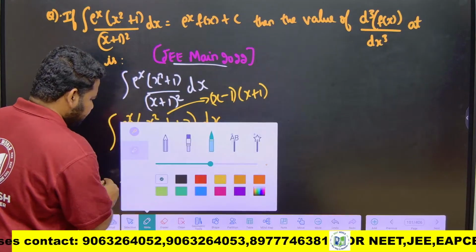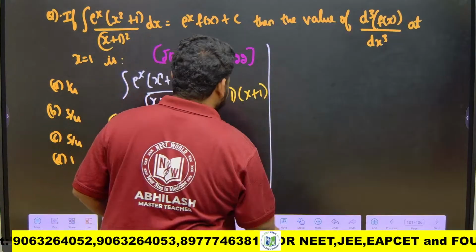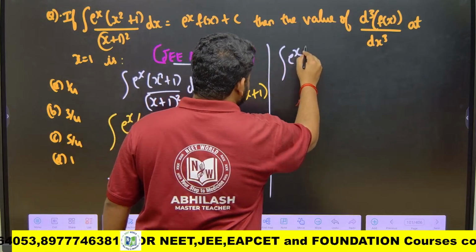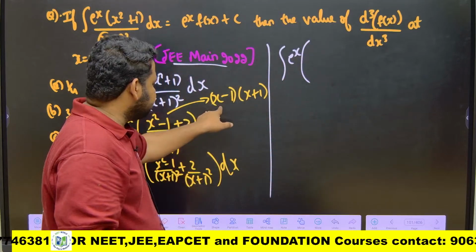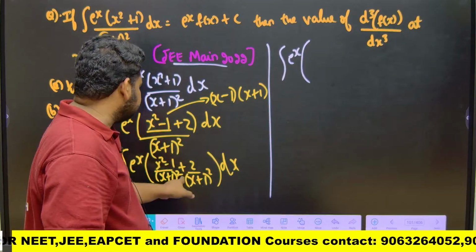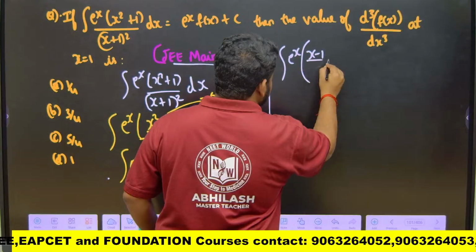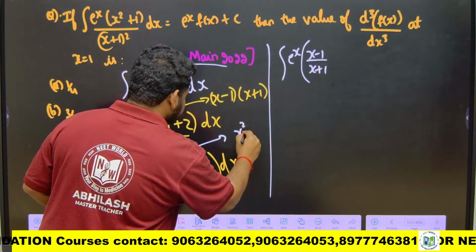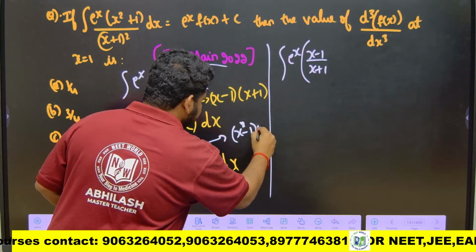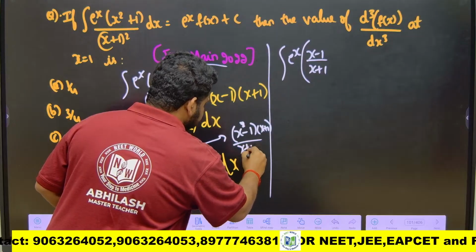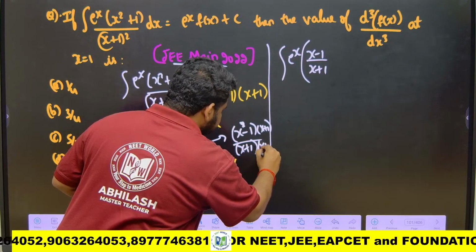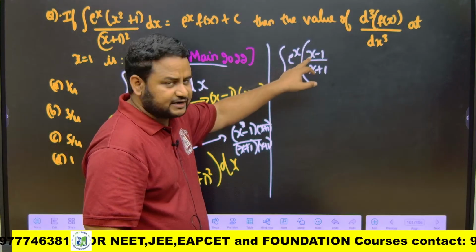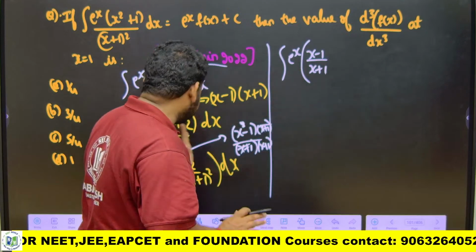Now normally we will use our knowledge of algebra to simplify this. This can be written as the integral of e power x into x square minus 1, which is x minus 1 into x plus 1, divided by x plus 1 whole square. X plus 1 whole square can be written as x plus 1 into x plus 1. So x plus 1 cancels, and I get x minus 1 by x plus 1. Clear? Till here it is clear.